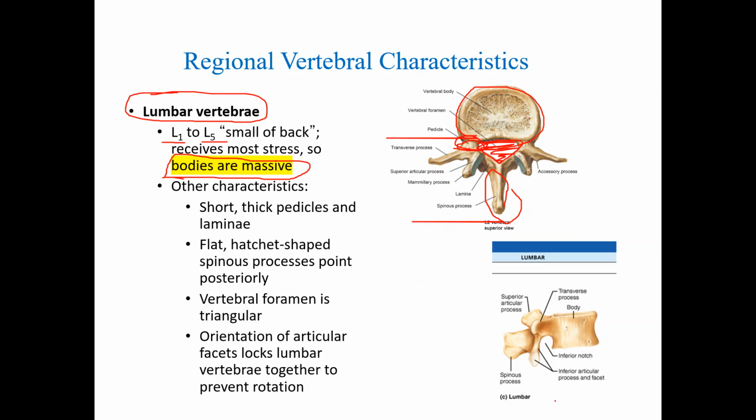And as we talked about before, if you look at the articular facets, they have a 90-degree angle of orientation, and this 90-degree angle locks the lumbar vertebrae together and prevents rotation. Okay, we talked about this at the very beginning, so this is one of the features that I want you to remember.